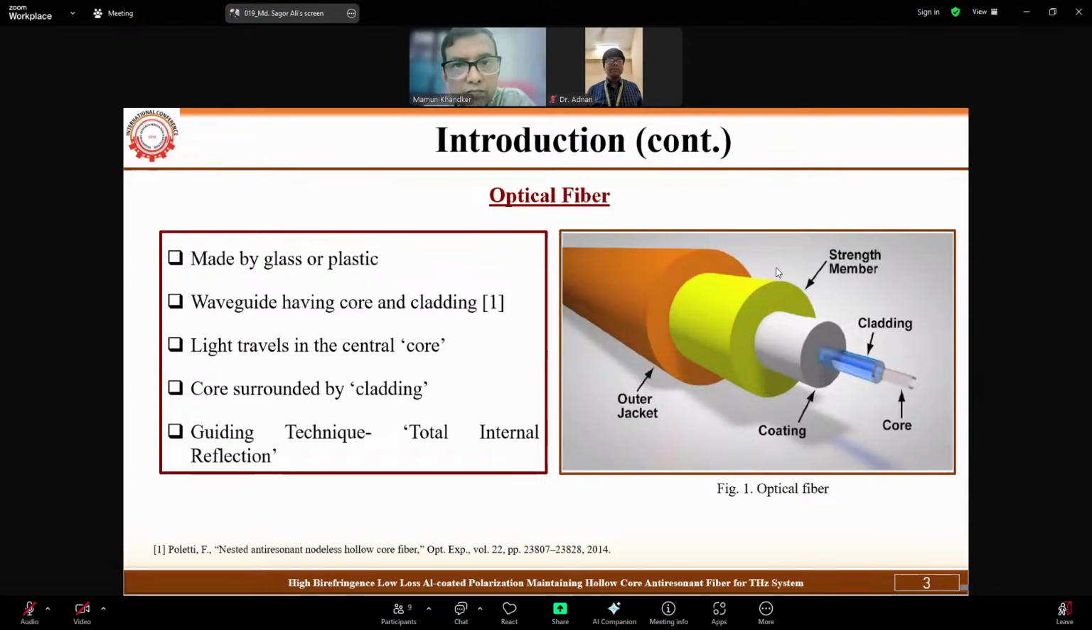Introduction of optical fiber. Optical fiber is made of glass or plastic. It is a waveguide having a core and cladding. Light travels through the central core, surrounded by cladding. The guiding technique is total internal reflection. This figure shows the optical fiber. This point is the core, this is the cladding, the white portion is the coating, and the outer side is the outer jacket.